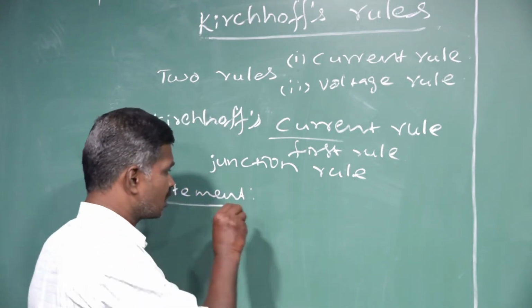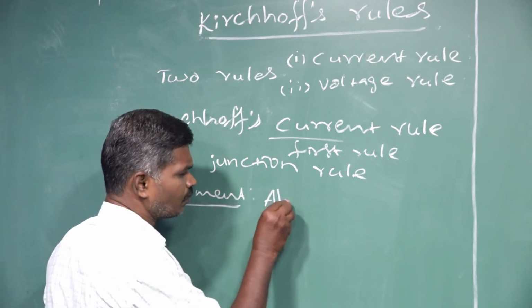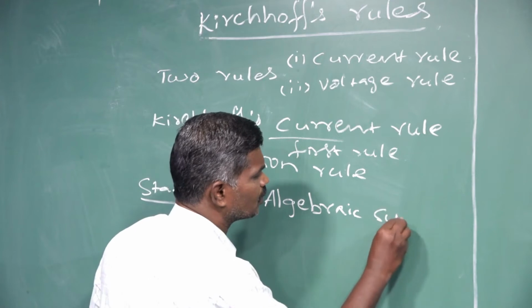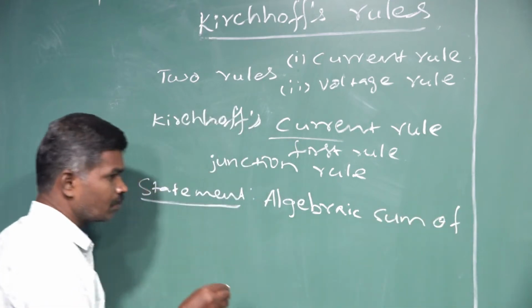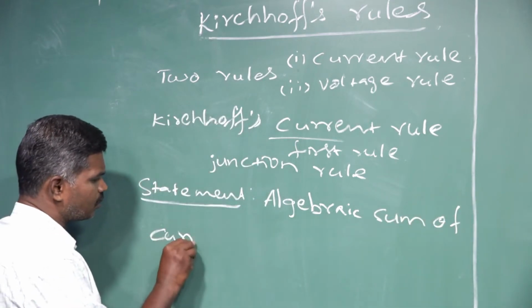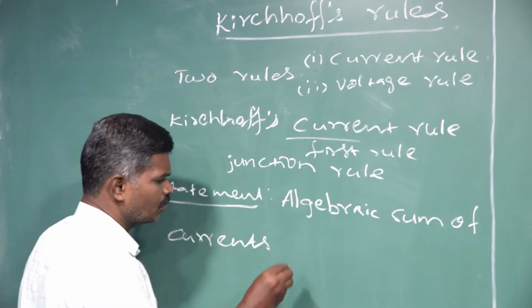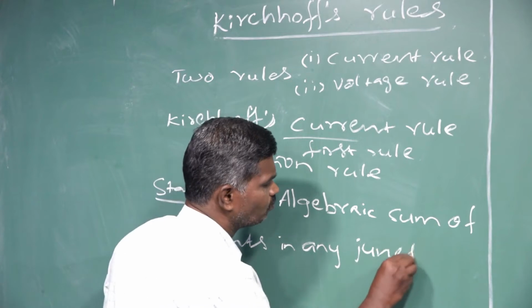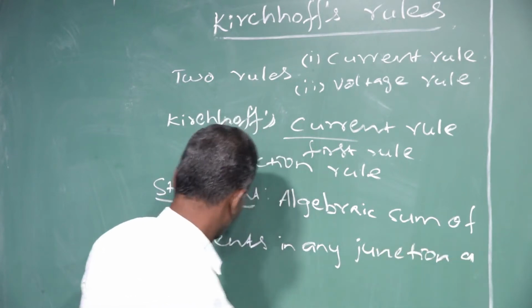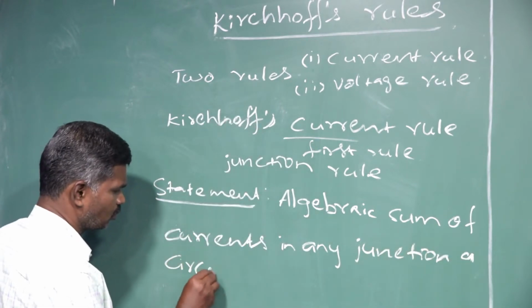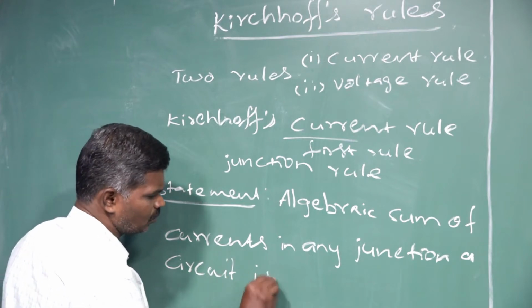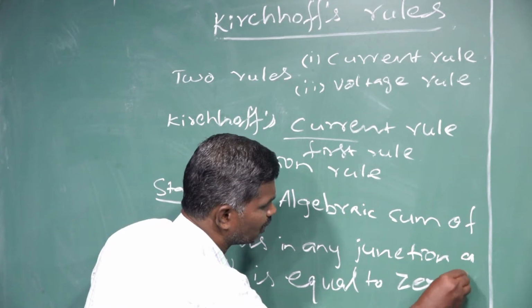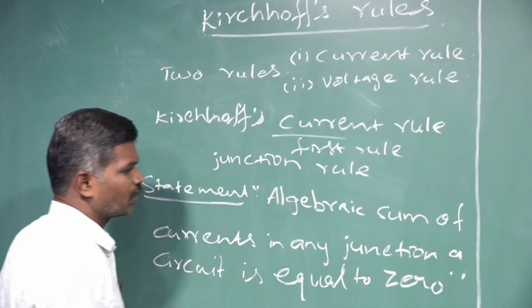That's why the statement is: the algebraic sum of currents in any junction in a circuit is equal to 0. This is a very good statement.